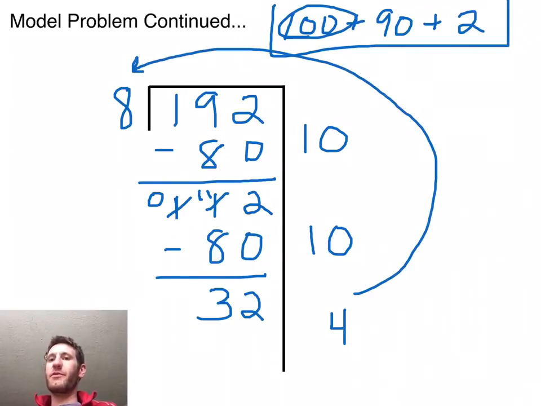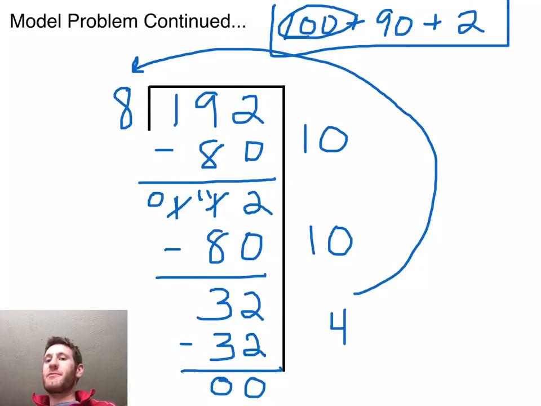I'm going to multiply 4 times 8, and I get 32. I'll subtract them again, and I have 0. So as you can see right here, everybody, I have no remainder, but I'm not quite done yet, okay? Let me erase this for you so you have a better idea.